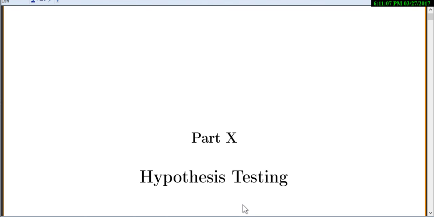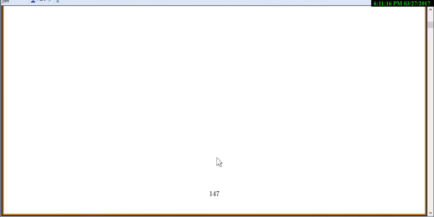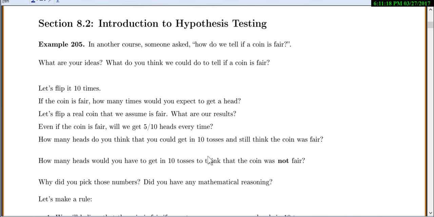So we're starting hypothesis testing, which is really probably the biggest thing we do in statistics. Okay, so we have confidence intervals, which is pretty big, and hypothesis testing even bigger. To introduce this, I have kind of a more practical example. In another course, someone asked, how do we tell if a coin is fair?